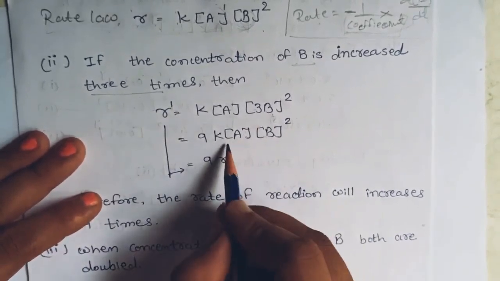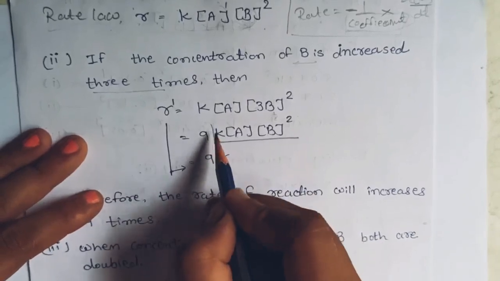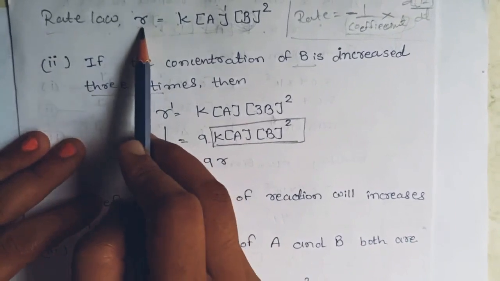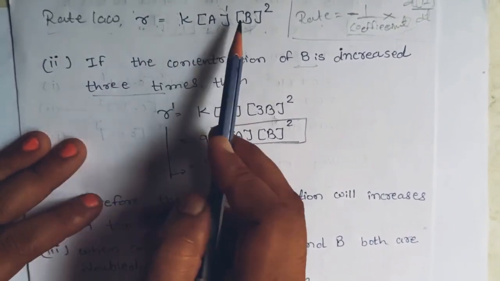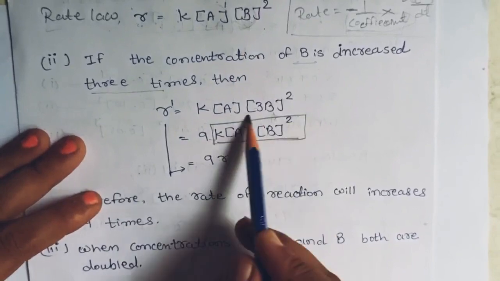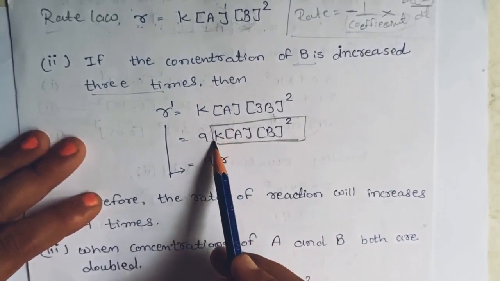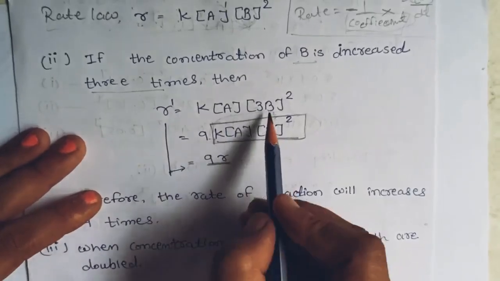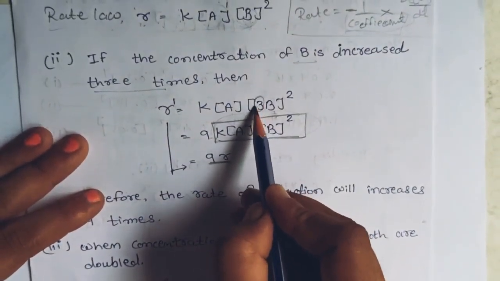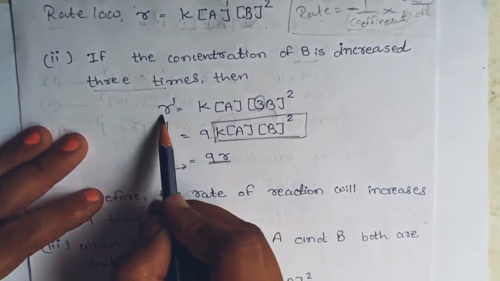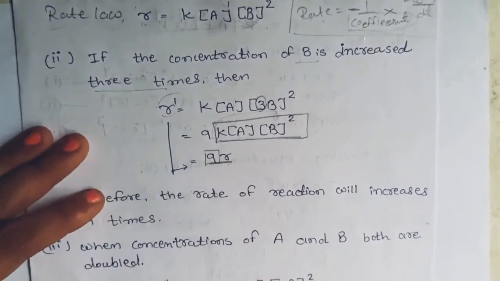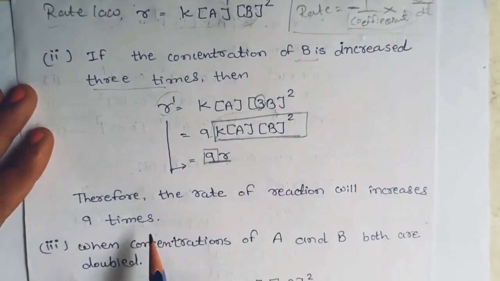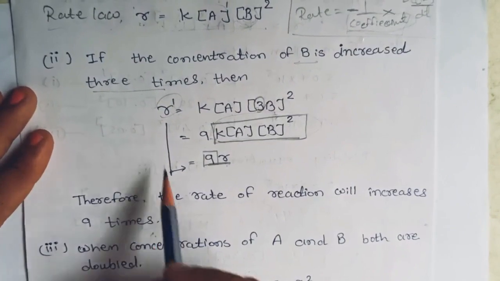Now you can write the normal rate for this term, because in the first equation R equal to K A B square. From this you can write R in place of this whole term, so you will get 9R. This means whenever you increase the concentration of B 3 times, the rate will increase 9 times. So the rate of reaction will increase 9 times when we increase the concentration of B 3 times.